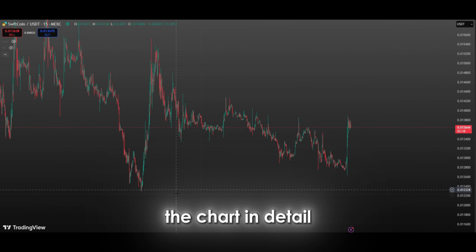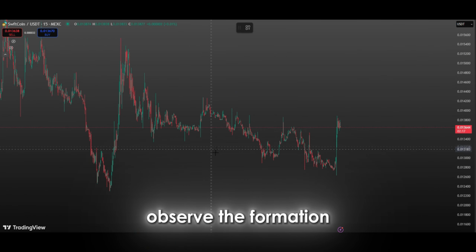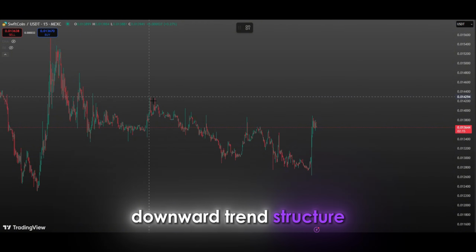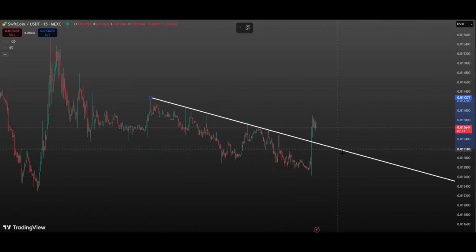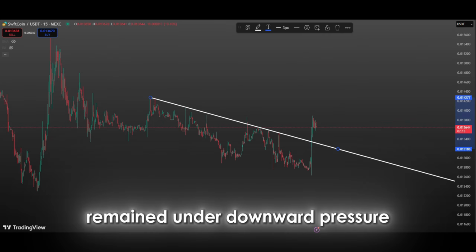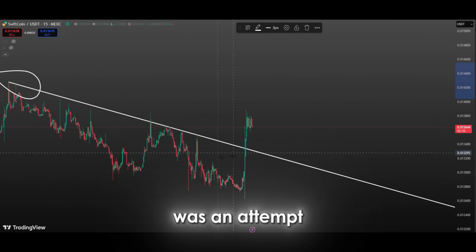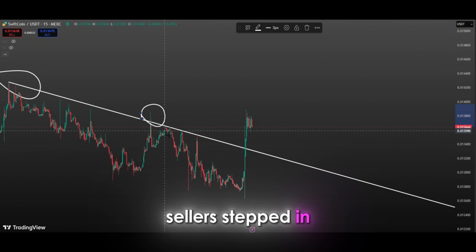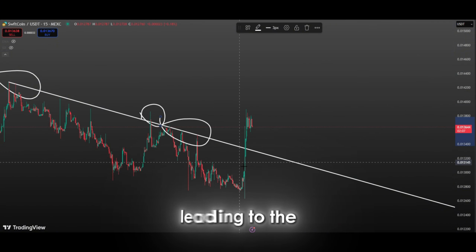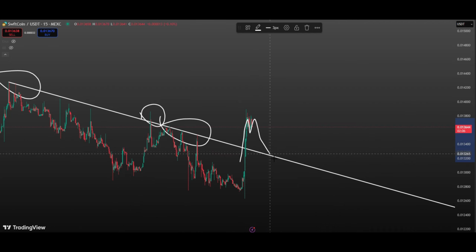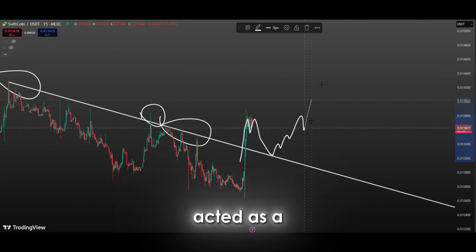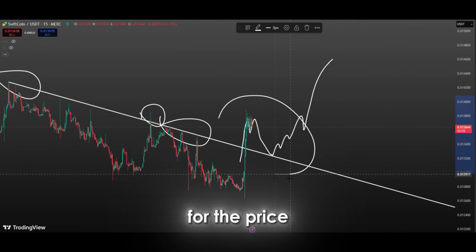When we examine the chart in detail, we can clearly observe the formation of a distinct downward trend structure throughout the past price movements. The price has remained under downward pressure for a long time beneath this descending trend line. Each time there was an attempt to rise, sellers stepped in and pushed the price down, leading to the formation of new lower lows. This descending trend line has essentially acted as a significant resistance zone for the price.